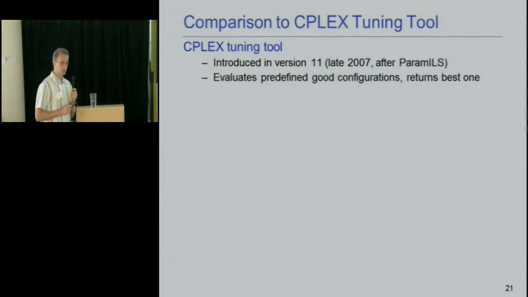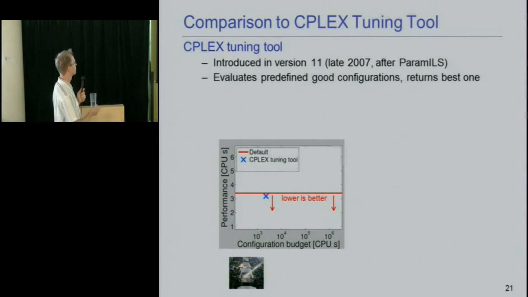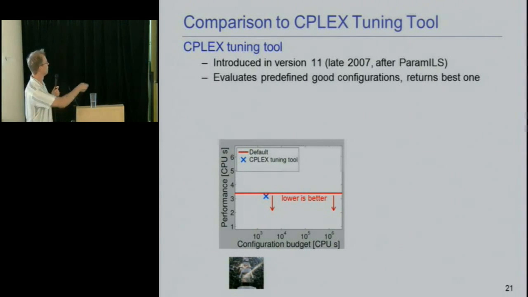There is a tuning tool that's built into CPLEX as of 2007 because they recognize that they have all these parameters and customers don't like that. But it's fairly simple. It just evaluates some good configurations and picks the best one for your particular instance set. And so typically you get a plot like this. You have the default, and after a given time, the tuning tool spits you out a configuration. So this is your budget over time, and this is performance, and you want to be lower.